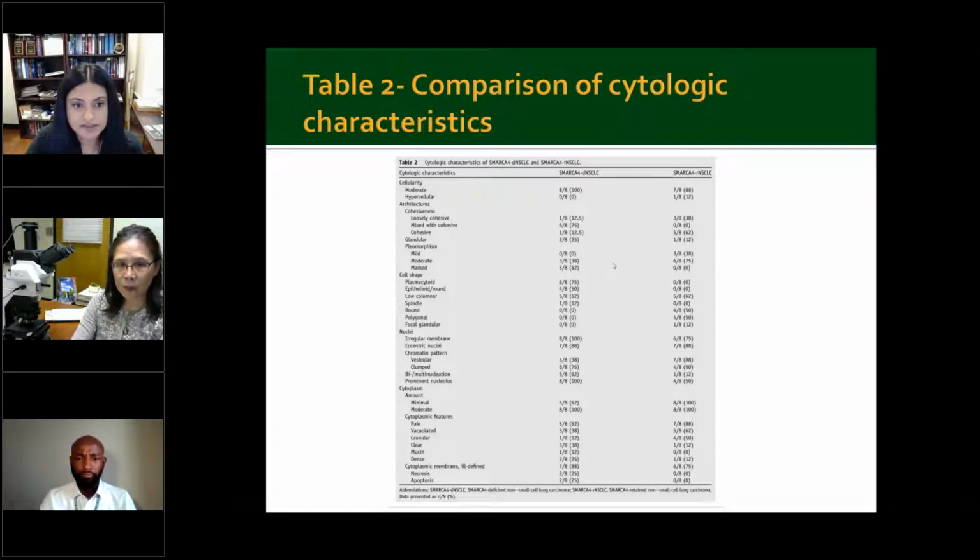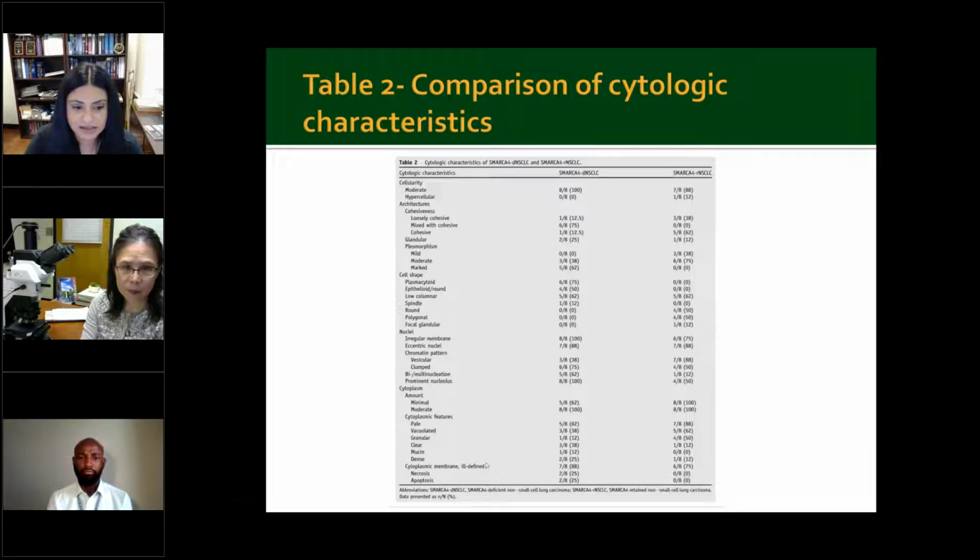The pleomorphism, again, more mild to moderate in the retained group compared to more marked pleomorphism in the group that had the loss of the BRG1. The cell shape, as Dr. Shi mentioned, more plasmacytoid morphology seen in the deficient group, maybe more spindled morphology as well seen in that group. The nuclei themselves tended to be more eccentrically placed in the deficient group with bi and multinucleation and prominent nucleolus seen. The cytoplasm was moderate, I think, for both groups, so that was conserved between these two groups.